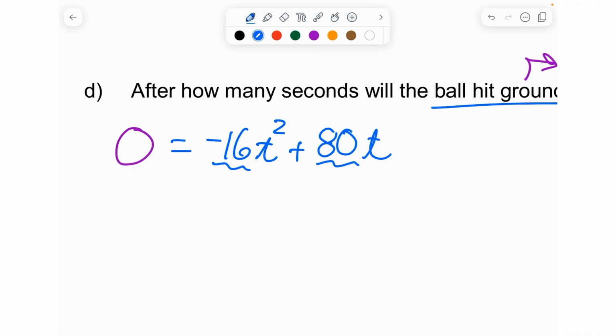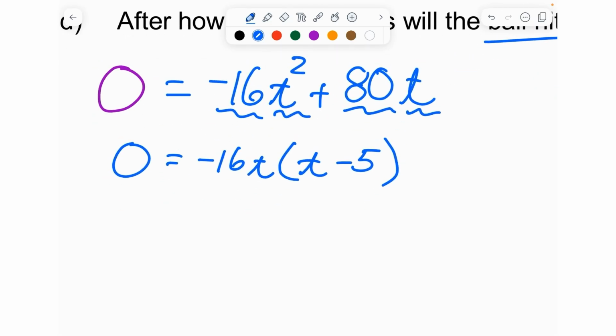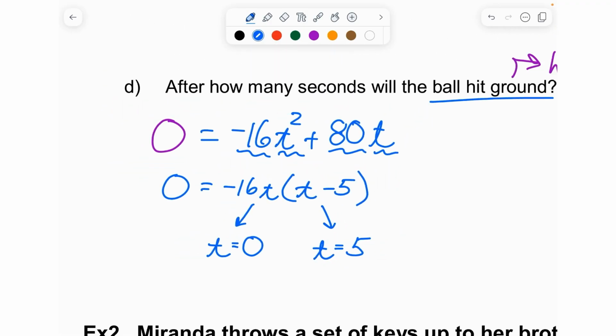You can factor out a coefficient, or more commonly called the greatest common factor. So I can factor out -16, and I can factor out a t as part of my GCF. Now when you do that, that leaves you with t minus 5. And when you use a factoring technique, it's kind of easy then to just solve each factor equal to 0. Now think about it, this first factor equals 0 when t equals 0. But the second factor is going to equal 0 when t equals 5. What did we just find? We found the times when the ball is on the ground.